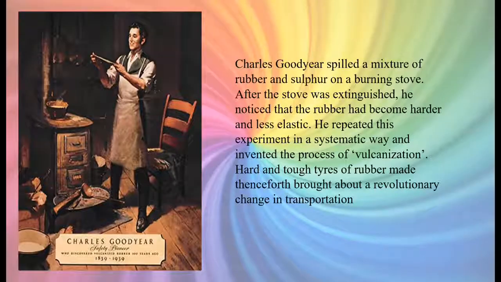Now there was a scientist named Charles Goodyear. By accident, he spilled a mixture of rubber and sulfur on a burning stove. After the stove was extinguished, he noticed that the rubber had become harder and less elastic. He repeated this experiment in a systematic way and invented the process of vulcanization. Hard and tough tires of rubber then brought about a revolutionary change in transportation. The tires that we use in our vehicles are made by this method only, by vulcanization. Let's have a look how it is.